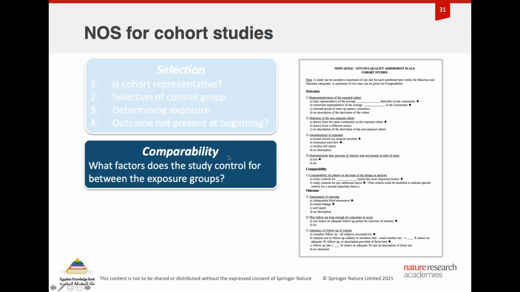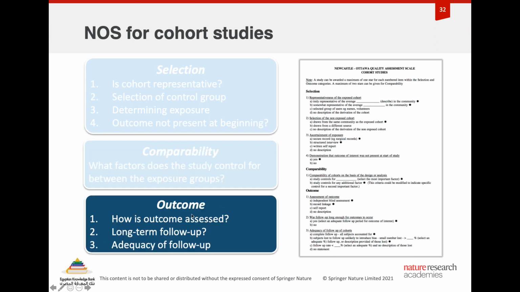The next dimension is comparability. So what factors did the study control for between the two exposure groups to ensure that they are in fact proper controls for one another? And in terms of the outcome dimension, so how is the outcome being assessed? Is it long-term follow-up, and do you feel that the follow-up was adequate or not?